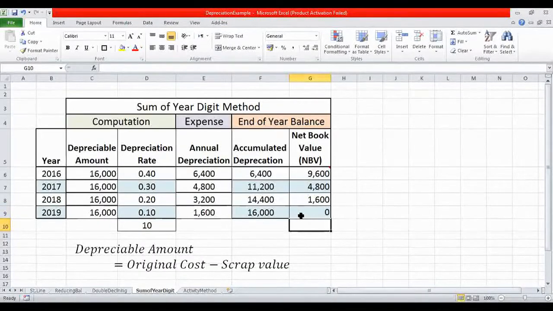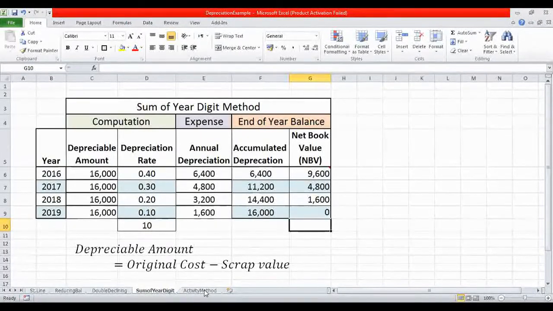Why is it giving us 0? Because we started the question with 16,000, and in this case, we start with the depreciable amount, not the cost itself. So in this way, you can see that we are calculating and recording the expense and the net book value of the asset in our balance sheet. So this is the sum of the year digits method.